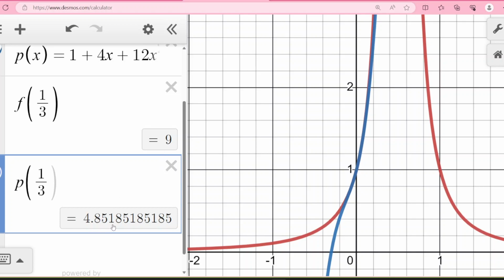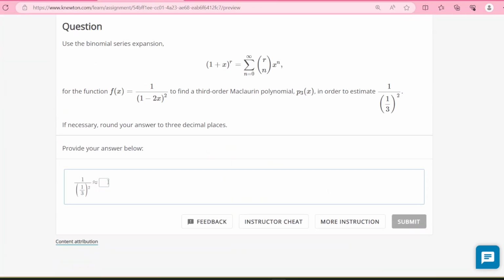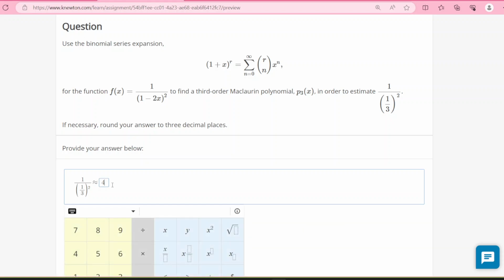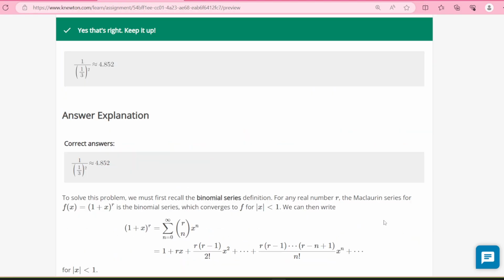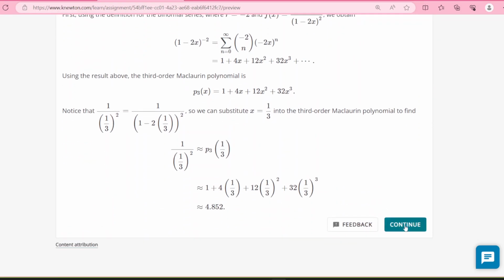But with 3 decimal places, the approximation is 4.852. Not a great approximation, but it would get better and better if I used higher and higher degree polynomials. Good.